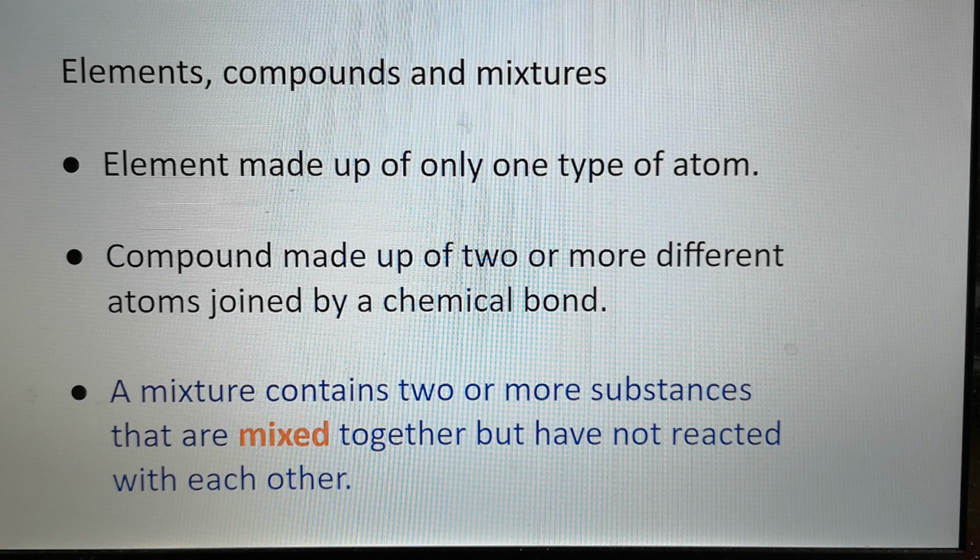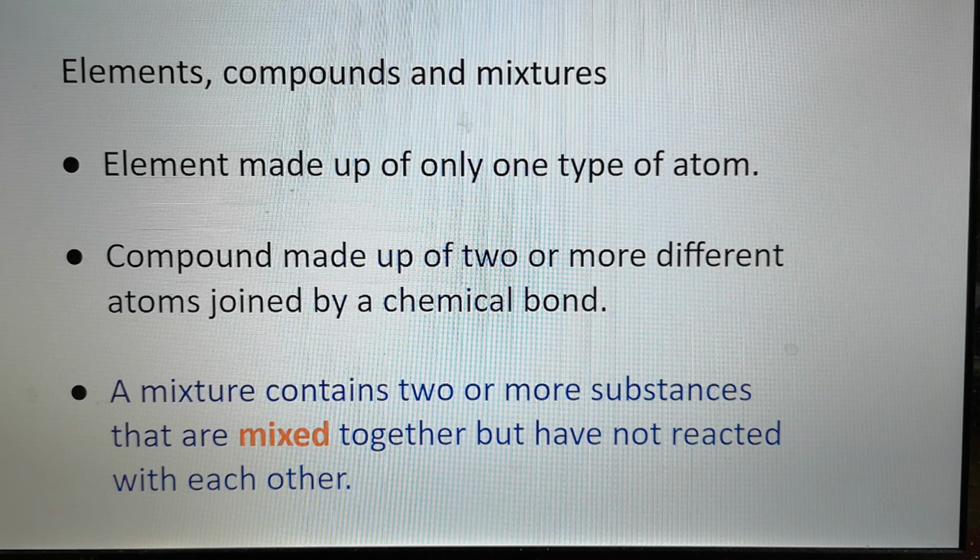An element is made up of one type of atom. A compound is made up of two or more different types of atom, and they're joined by a chemical bond. And a mixture contains two or more substances mixed together, but they haven't got a bond. There's no chemical bond because they haven't reacted together.